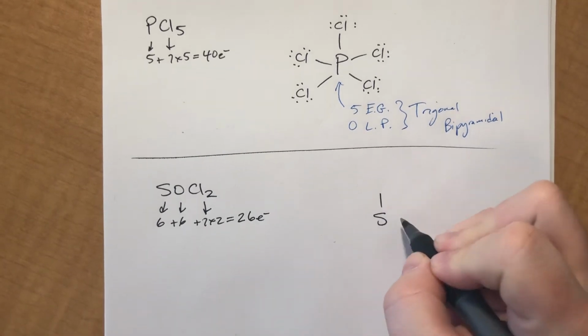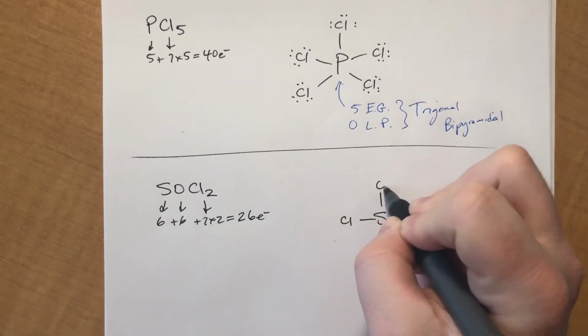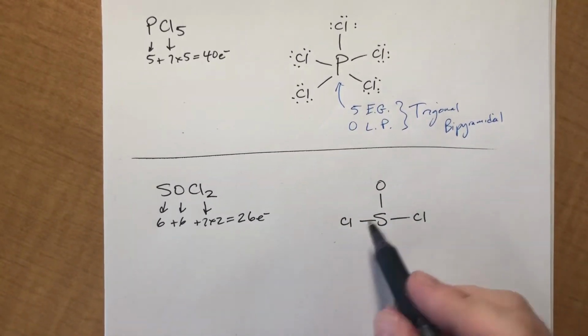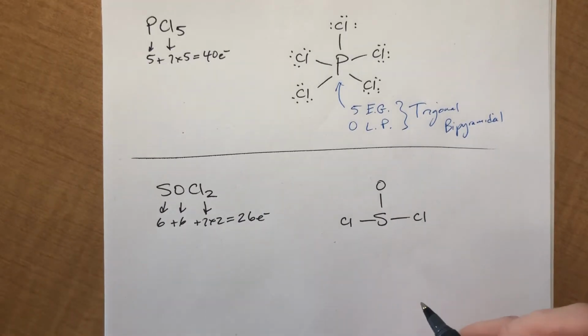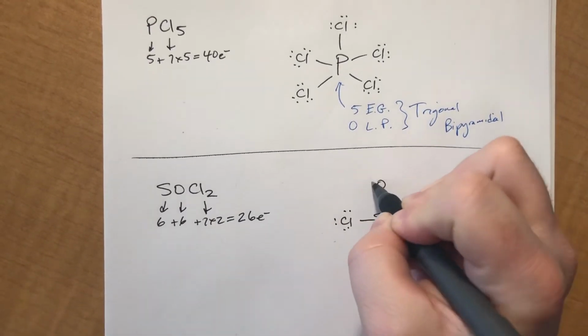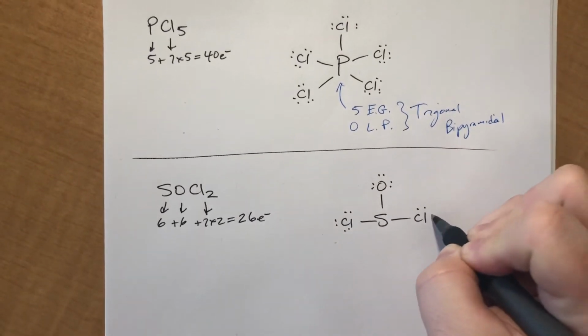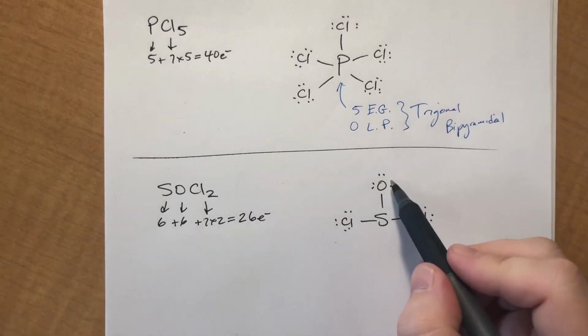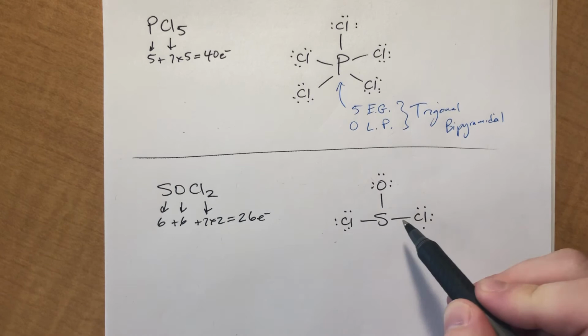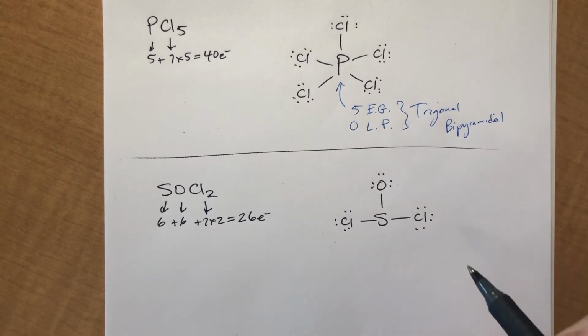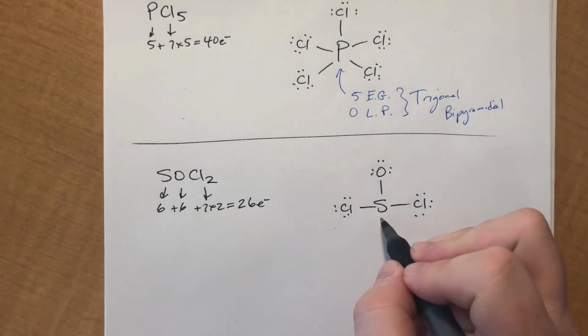And what we end up with, I guess I'll go through all the legwork here. We end up with that. That's only 6 electrons used. We have 20 left. That's 2, 4, 6, 8, 10, 12, 14, 16, 18, 20, 22, 24. We have 2 electrons left, so they go on the center.